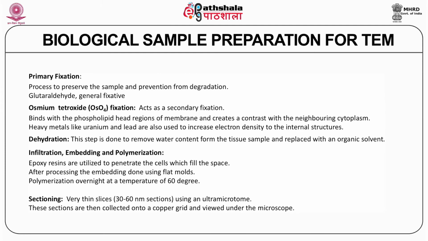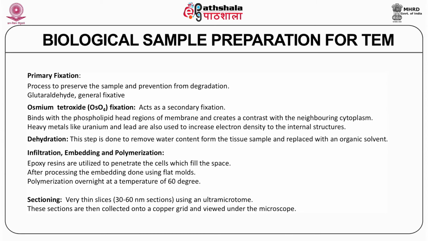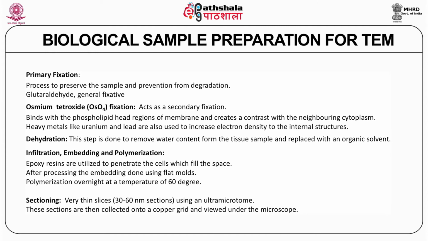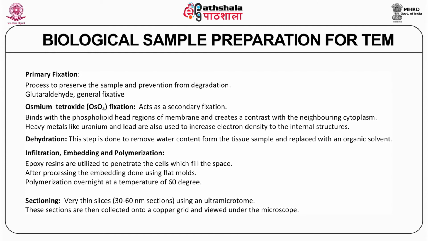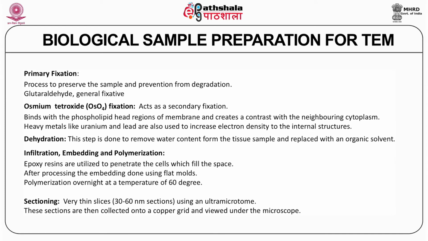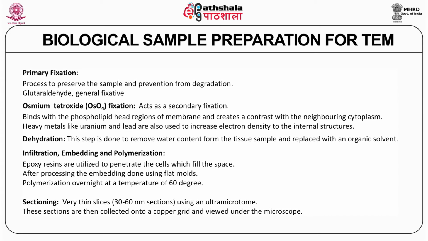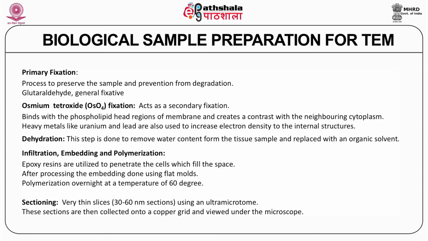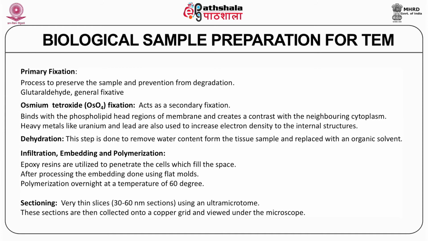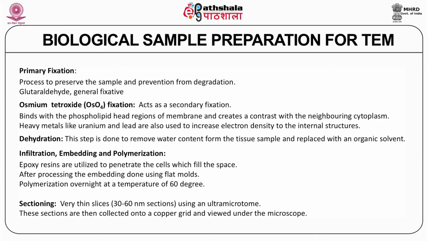Alcohols can also be added during dehydration. Heavy metals are also used to increase electron density, so that they give better internal structures. Now, dehydration is one of the processes. This step removes the water content from the tissue sample and replaces it with an organic solvent. Then the next steps are infiltration, then embedding and polymerization. Normally, epoxy resins are used to penetrate the cells, fill the spaces and give a hard structure, so that it can tolerate the pressure when you are cutting the sample.